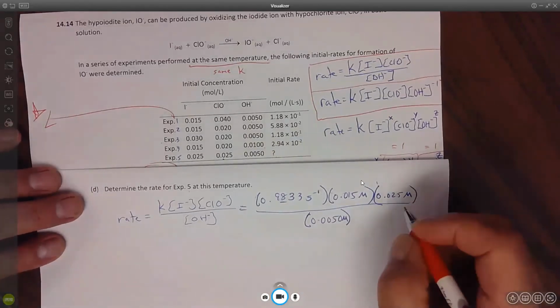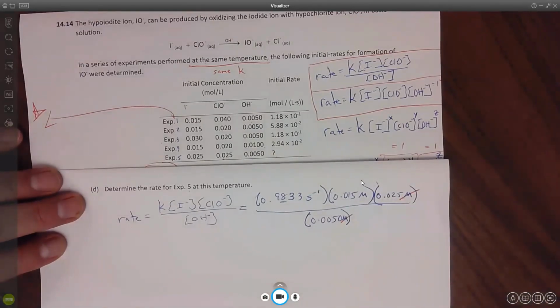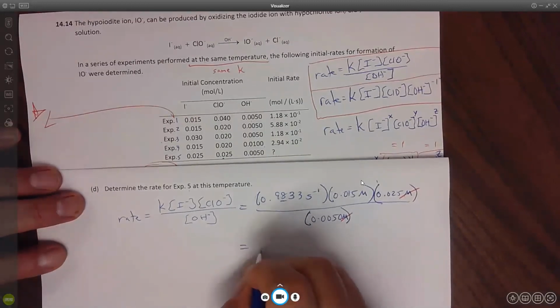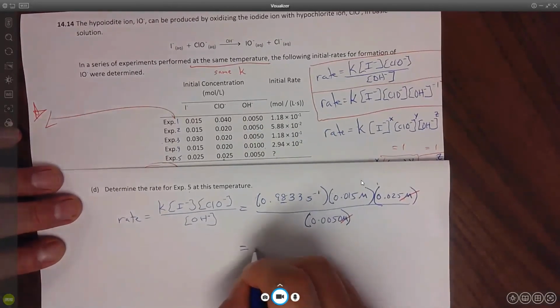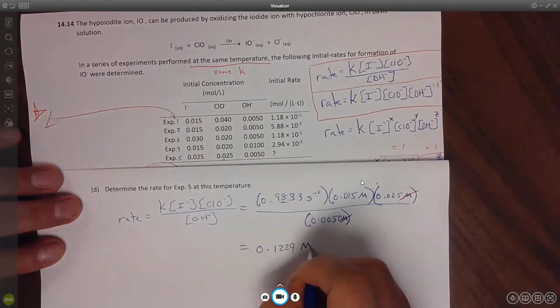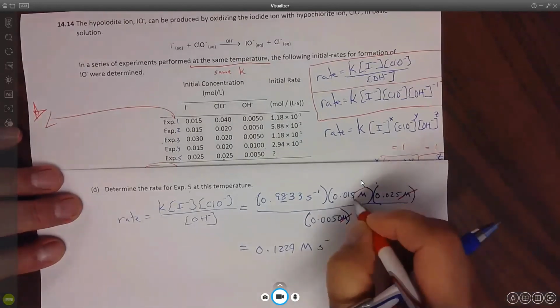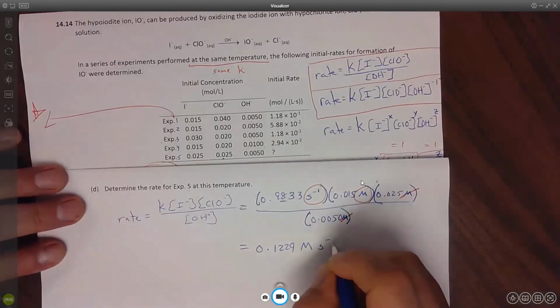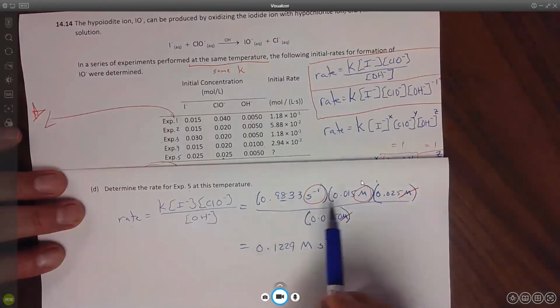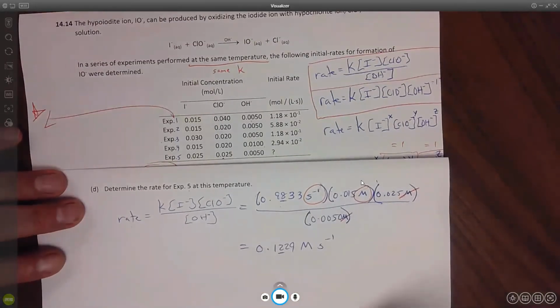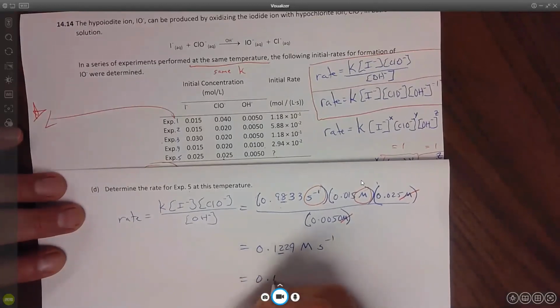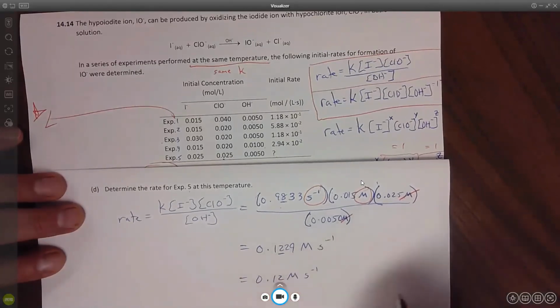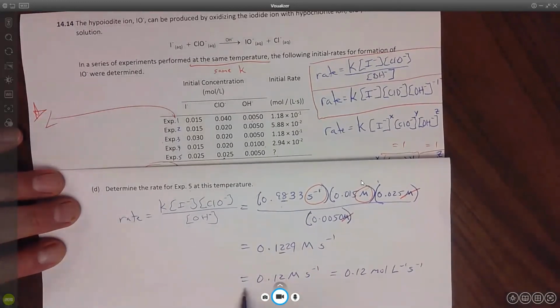So I can see that 1 of the molars cancels, top and bottom. Plug that into your calculator, and you're going to get 0.1229 molar per second, right? That's what's left, molar per second. We have 2 sig figs, 2, 2, 2. They all have 2 sig figs, so this will be 2 sig figs. So this would be equal to 0.12 molar per second. Or if you use the moles per liter, that would be equal to 0.12 moles per liter per second. Either one of these are acceptable.